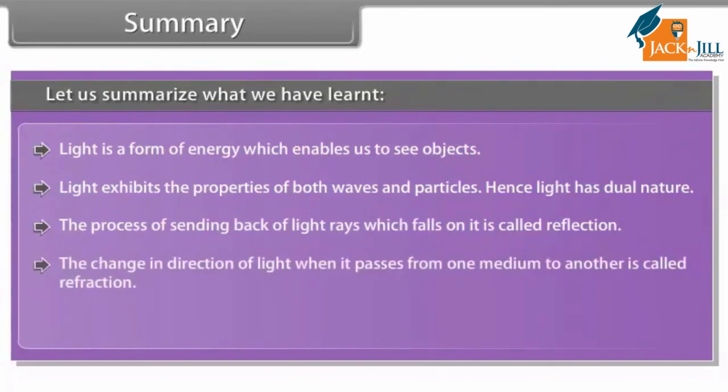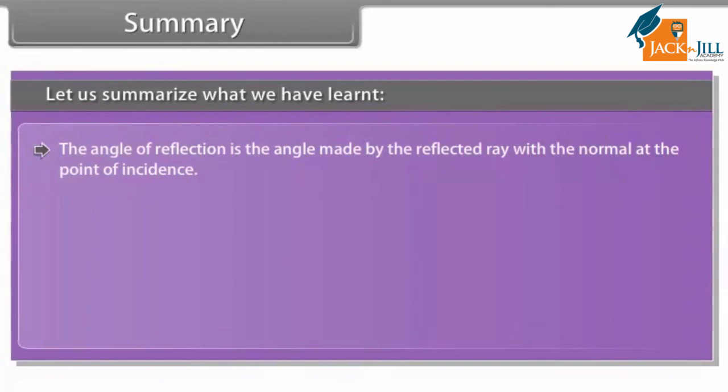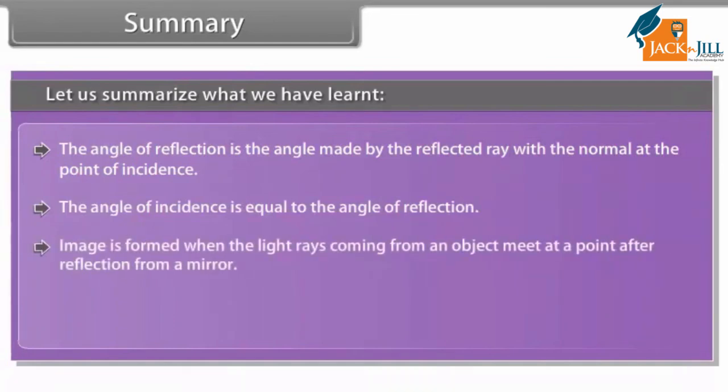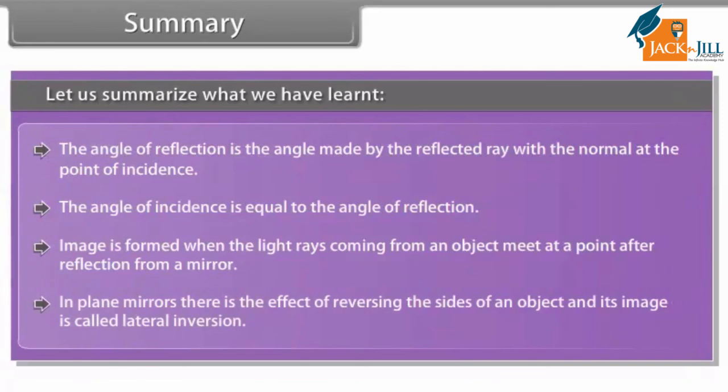The change in direction of light when it passes from one medium to another is called refraction. The angle of incidence is the angle made by the incident ray with the normal. The angle of reflection is the angle made by the reflected ray with the normal at the point of incidence. The angle of incidence is equal to the angle of reflection. Image is formed when the light rays coming from an object meet at a point after reflection from a mirror. In plane mirrors, the effect of reversing the sides of an object and its image is called lateral inversion.